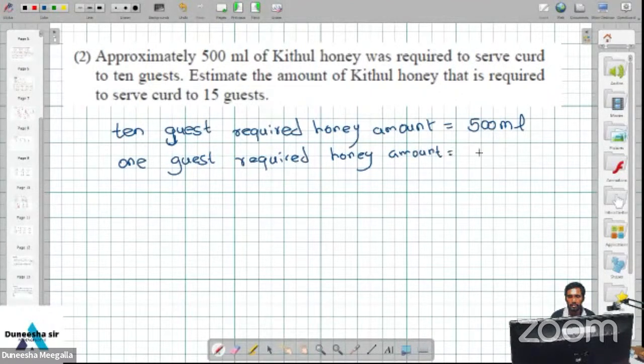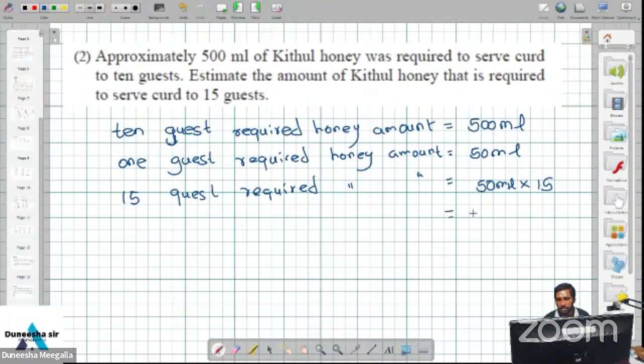50 milliliters. Then can you estimate for 15 guests? 15 guests require that honey amount. 50 milliliters multiplied by 15. Then can you get the answer? 750 milliliters. Yeah, 750 milliliters. Okay.